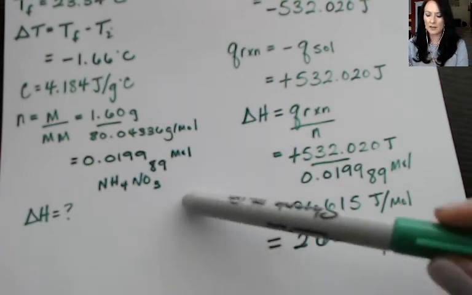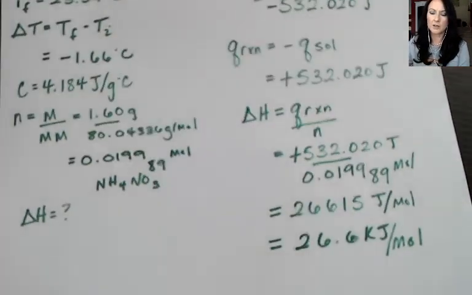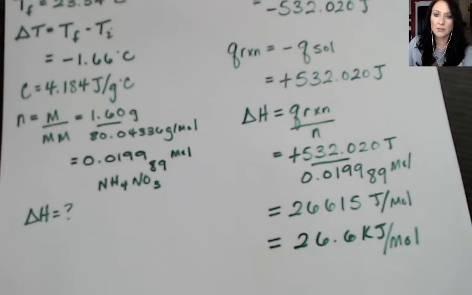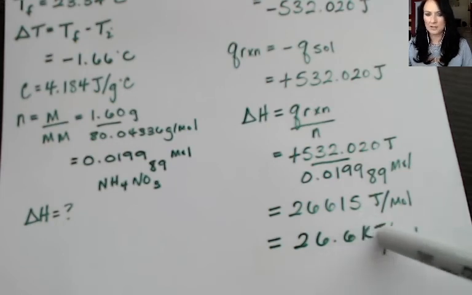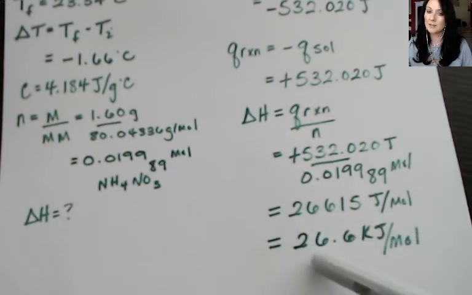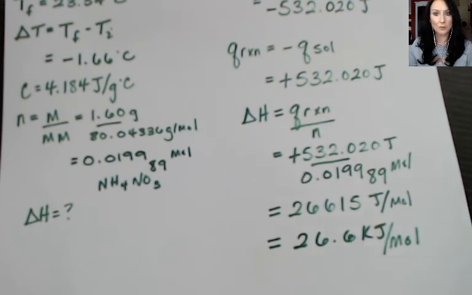If you look back at all of the values that we had, 3 significant figures is what I'm shooting for here in my answer. So by changing this joules into kilojoules, I'm getting my 3 significant figures at the same time. 26.6 kilojoules per mole. Notice this value is now a positive, right? This is a positive value, which is what I want. I know the reaction is endothermic, so I'm looking for a positive delta H in the end.